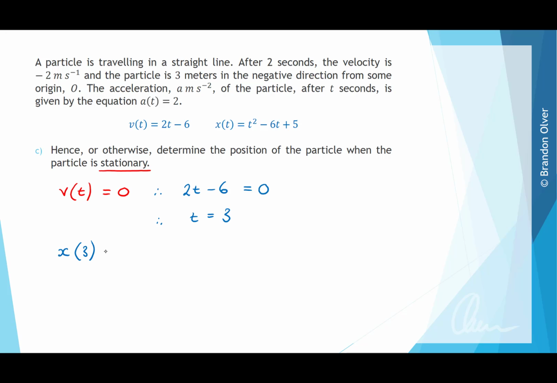So we know that the stationary point is at t equals 3, so the position at 3 we can write as x of 3 is equal to 3 squared minus 6 times 3 plus 5, which gives 9 minus 18 plus 5, and that is equal to -4. So the interpretation of that is that it is 4 meters in the negative direction.